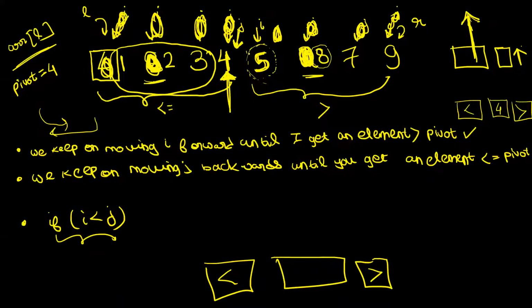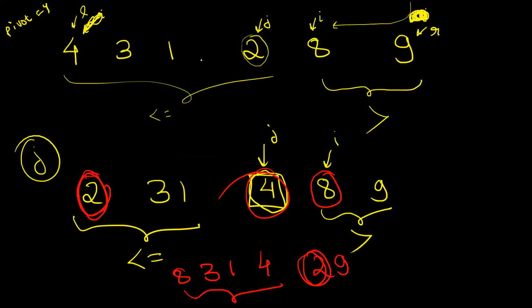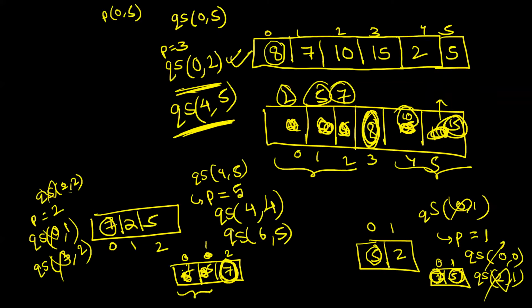If i becomes greater than j, then what do we do? We just stop the process, and we know that j is the correct location for the pivot. So we swap ARR of L with ARR of j. So that was the basic idea that we had developed in yesterday's class.